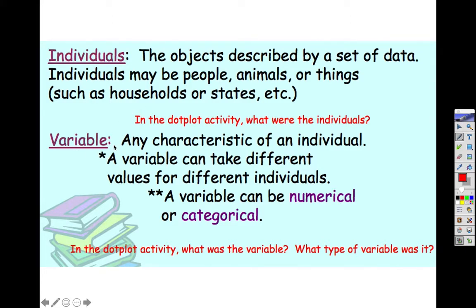And a variable, again, is any characteristic of the individual. A variable can take on different forms, and the only two forms we deal with are numerical variable, meaning it's answered with a countable number, like your height, that's a number. Your weight, that's a number. Your age, that's a number. Or categorical: your hair color, your eye color, race, gender, they're all categorical variables. In our dot plot activity, the one we started with, the variable would have been textbook length. It would have been a numerical data point.